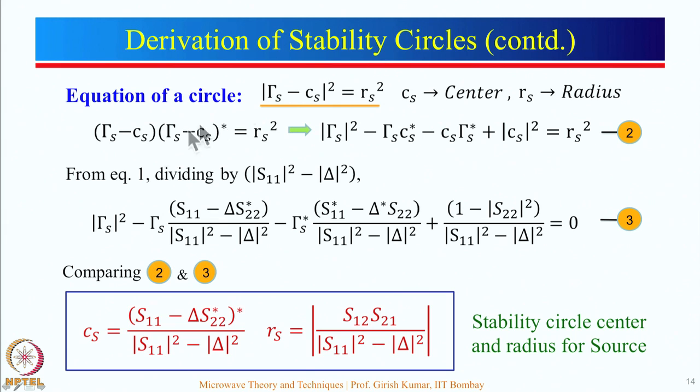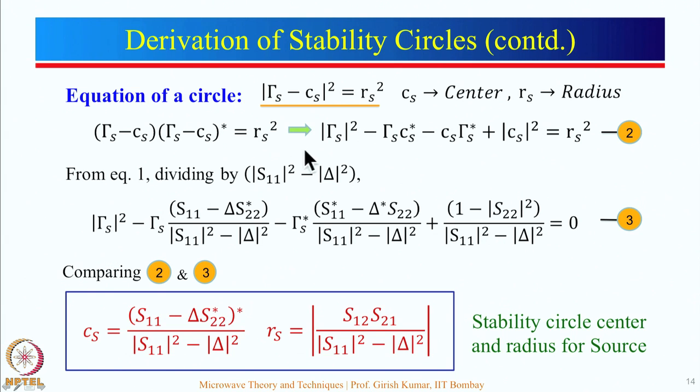So, let us expand this term. So, this would be gamma S minus Cs multiplied by its conjugate value. Rs is a real value because the radius has to be a real value. So, that remains as it is. Now, we open this particular thing. So, we have gamma S square minus the other terms, obtained by multiplying these terms. So, gamma S Cs conjugate minus Cs gamma S conjugate plus Cs square, which is equal to Rs square. So, now from the previous equation, dividing that by this particular term, we can write equation 1 in this particular form. Now, comparing equation 2 and 3, let us see what we have.